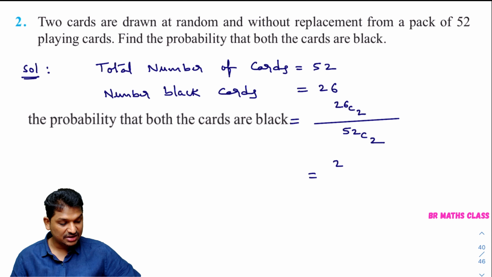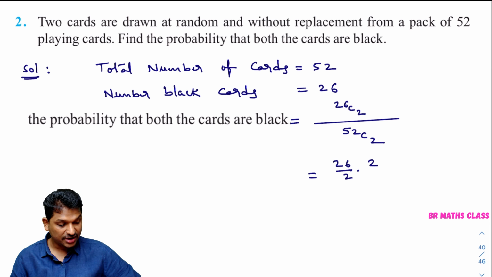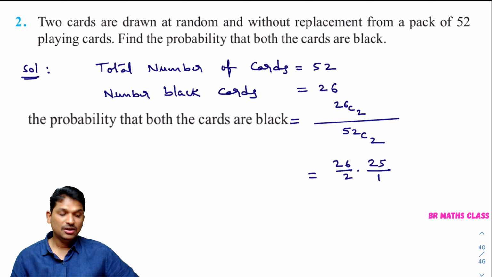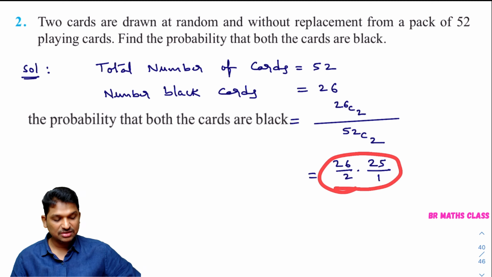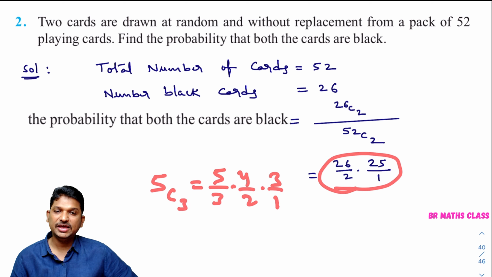You write like this, 26C2 is 26 by 2 into, now start writing decreasing numbers, 26 minus 1, that is 25, divided by, now start writing decreasing number, 2 minus 1, 1. Once you get 1 here, you need to stop. 26C2 is nothing but this only. Suppose if you want to calculate 5C3, how will you write? 5 by 3 into 4 by 2 into 3 by 1. This is the standard method.